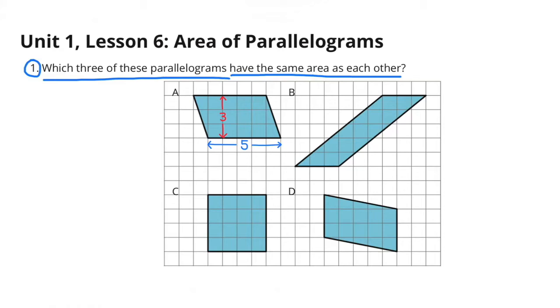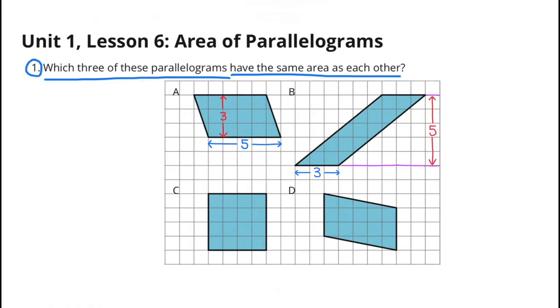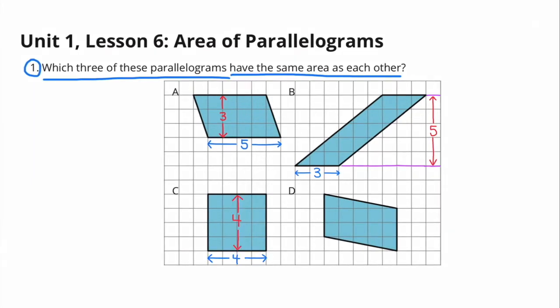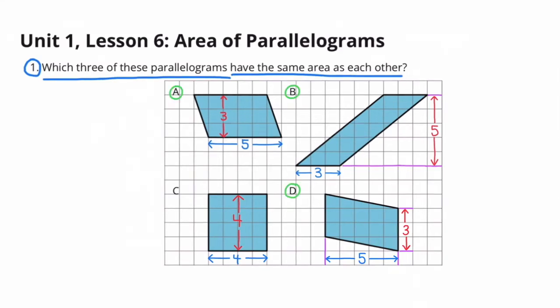The dimensions for figure A are 3 by 5. The dimensions for figure B are 3 by 5. The dimensions of figure C are 4 by 4. And the dimensions for figure D are 3 by 5. Parallelograms A, B, and D all have the same area as each other. And 3 times 5 is 15, so their area would be 15 square units.